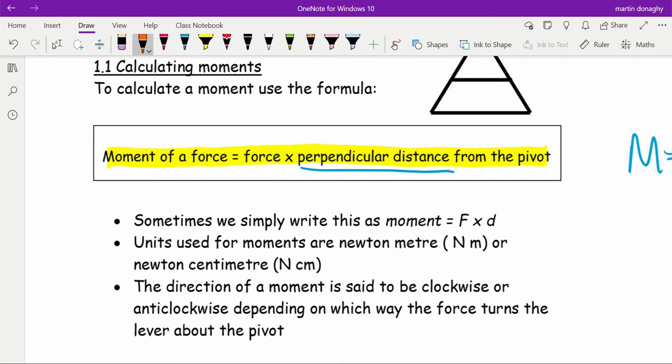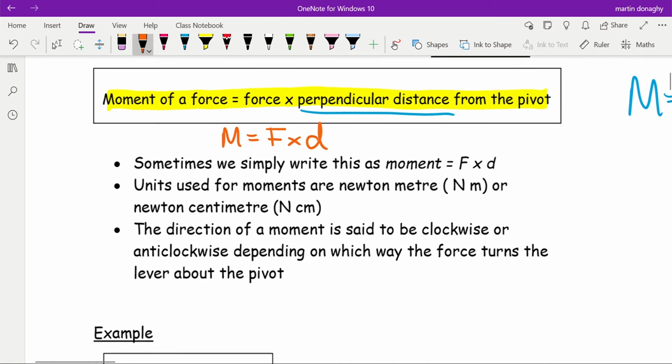So we do still shorten that. The moment equals force times distance. Whatever the distance is measured in will govern what the moment is measured in. So quite often it's Newton meters if the distance is in meters, or Newton centimeters if the distance is in centimeters. You just have to make sure that they're consistent.